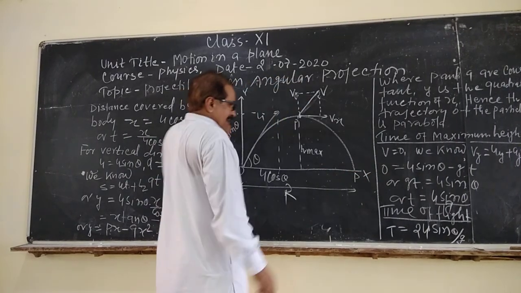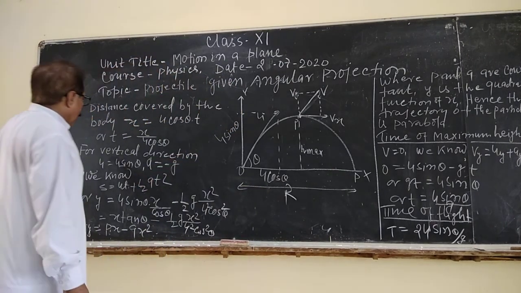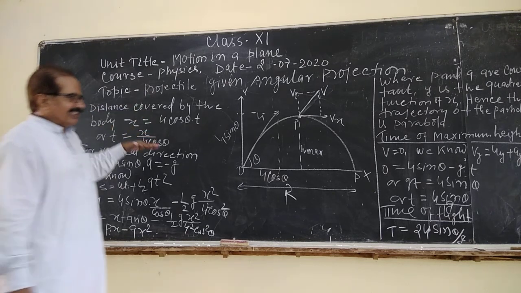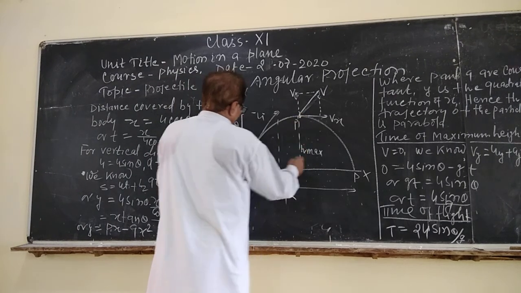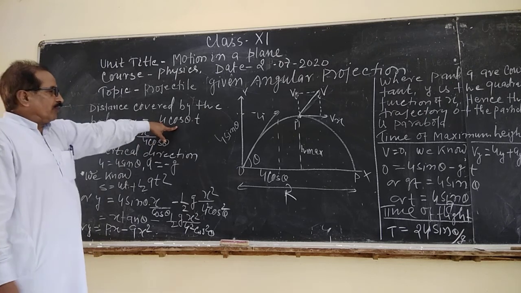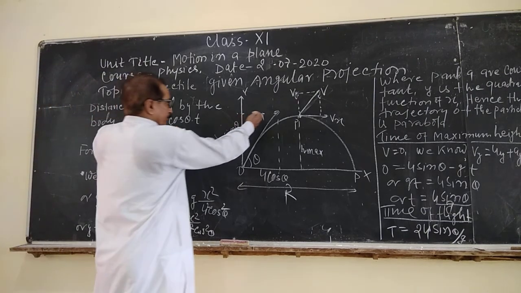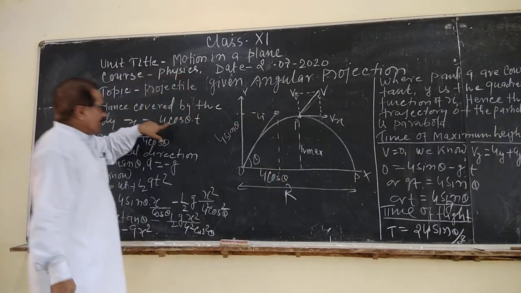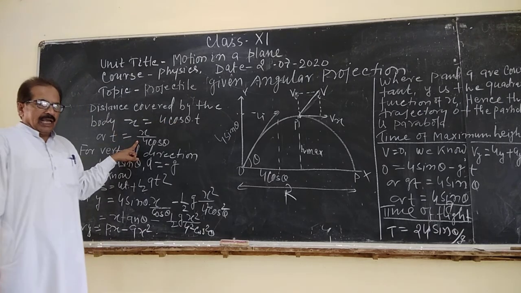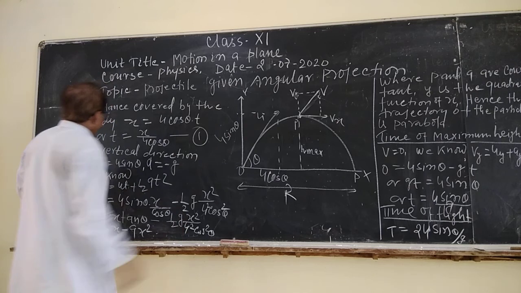After some time, at point P, the distance covered by the body, basically x, is equal to velocity into time. The velocity in horizontal direction, the component of u, is equal to u cos theta. So x is equal to u cos theta into t, and then t is equal to x by u cos theta. So this is my first equation.